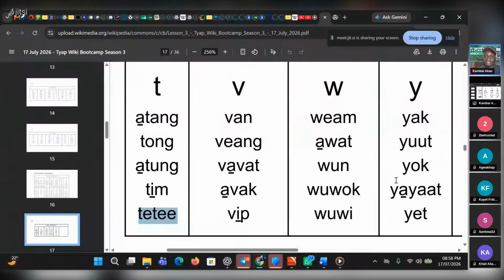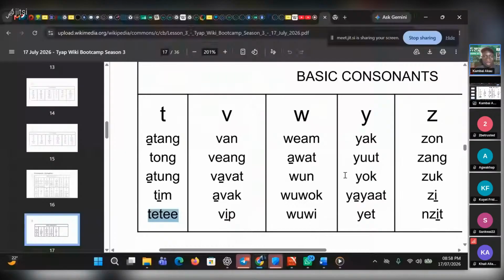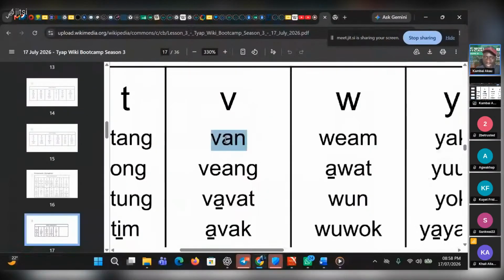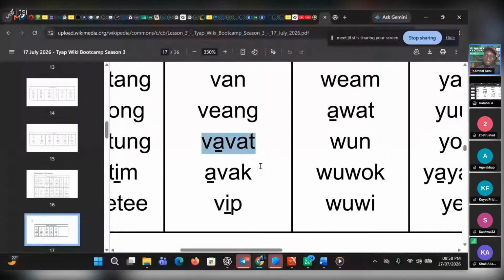Okay. And then we have the v sound. We have words like van, to get tired, and then we have veyan, which is tiredness entirely, or tiring, something continuous tense. And then we have vovat. Vovat is just doing things with so much vigor, and then we have ovak.